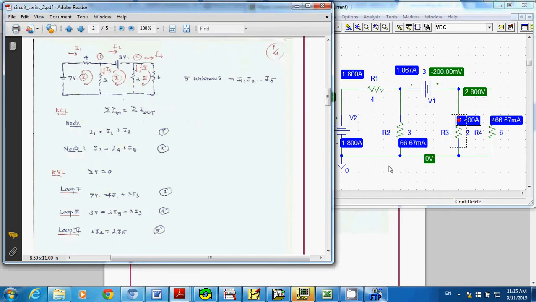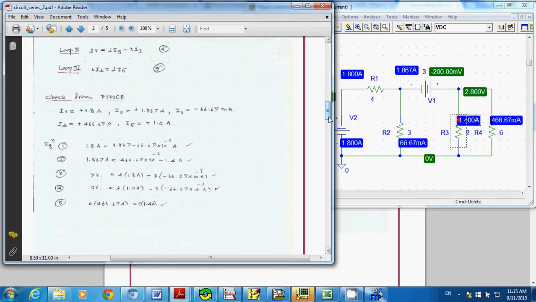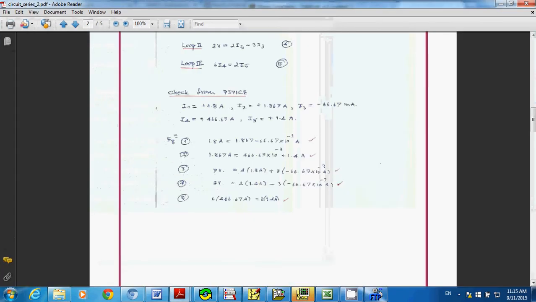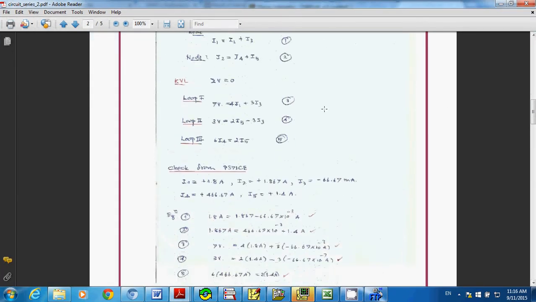Okay, clear. So as I mentioned earlier, to make sure that you set up the right equations, because you don't want to waste your time, I check all of this against the circuit. I have only I3 become negative, 66.67 milliamp. I got it from PSpice: I1, I2, I3, I4, I5. So you check all the equations that you have. Equation number 1, you have I1 equal to I2 plus I3. I3 is negative, so I have 1.8 equal to 1.8.